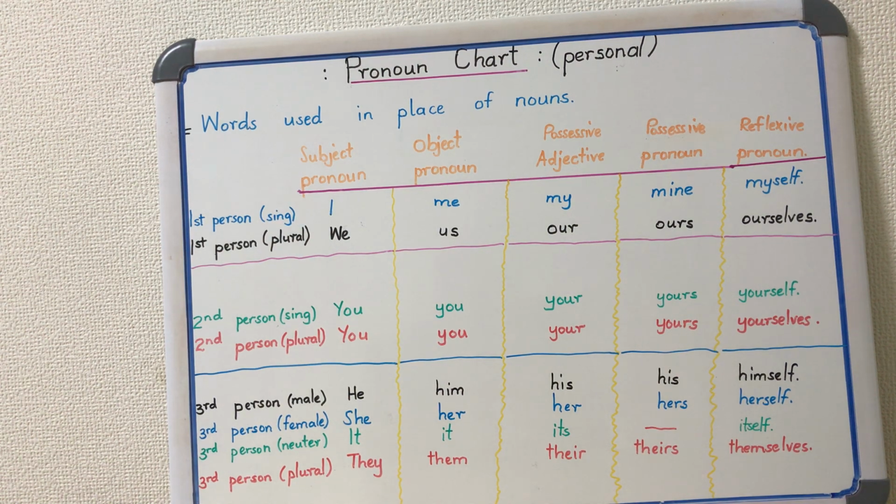What we're looking at today is personal pronouns. But what I gave right at the top there is a general explanation of what pronouns are. I said pronouns are words used in place of nouns. But today we are looking at personal pronouns, the different groups of personal pronouns. We've got the first person, the second person, the third person.